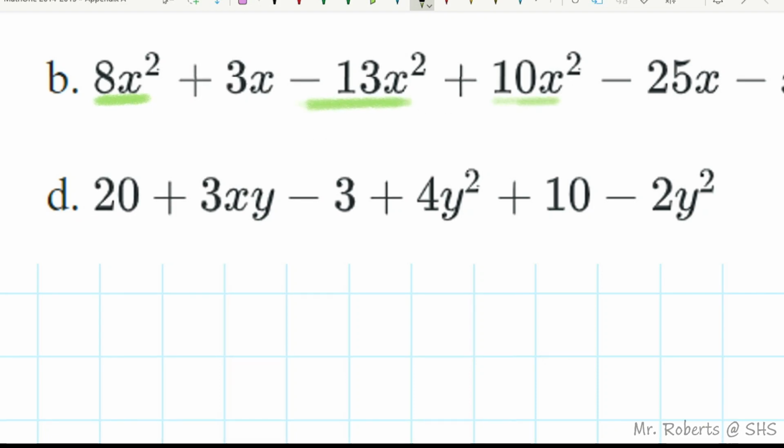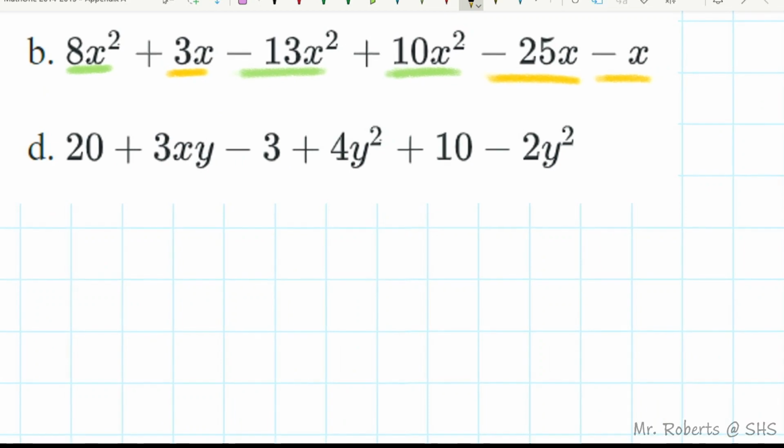They're negative. Here's a 10. And then in terms of x's, I can see that there's 3x, a negative 25x, and then another negative x. So definitely my answers are going to have x squares and x's.